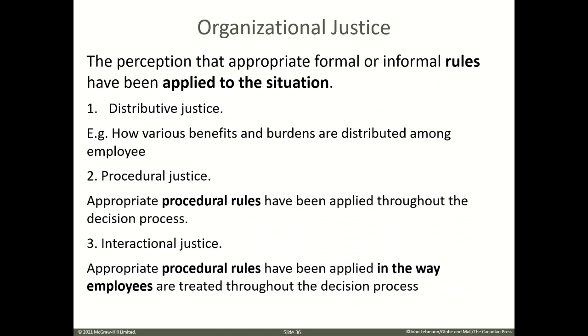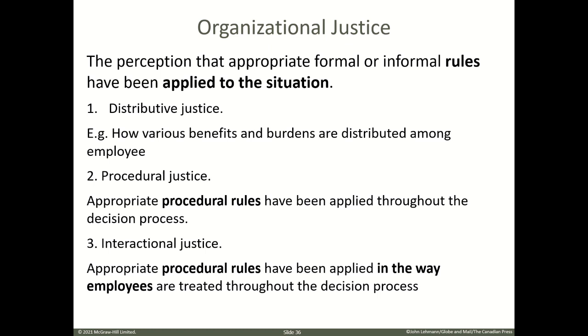Now, organizational justice: the perception that appropriate formal and informal rules have been applied to the situation. Now, distributive justice, procedural justice, and interactional justice. Distributive justice means how various benefits and burdens are distributed among the employees. Burdens means the work and duties. So these duties should be distributed equally among the employees. If the organization is doing so, it means they are working on distributive justice.